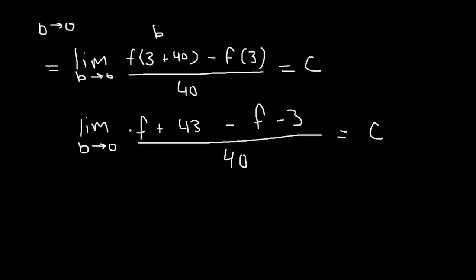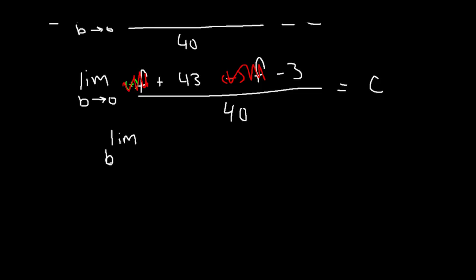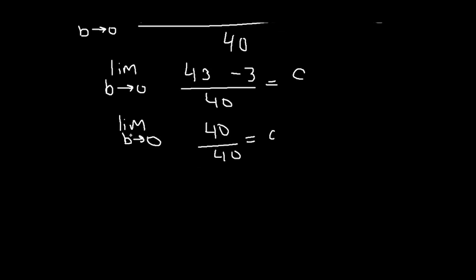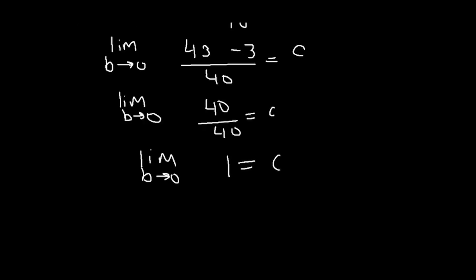So as you can see here, this is actually a positive F. And this right here is a negative F. This will cancel out, giving you limit, aka triangle, 43 minus 3 over 40 is equal to the hypotenuse of a triangle. Then limit, aka triangle, of 40 over 40 equals C. Then, if you'll actually notice, where's my calculator? 40 divided by 41 equals C.